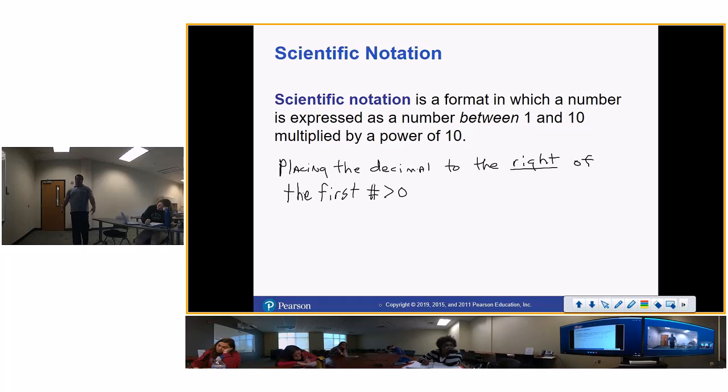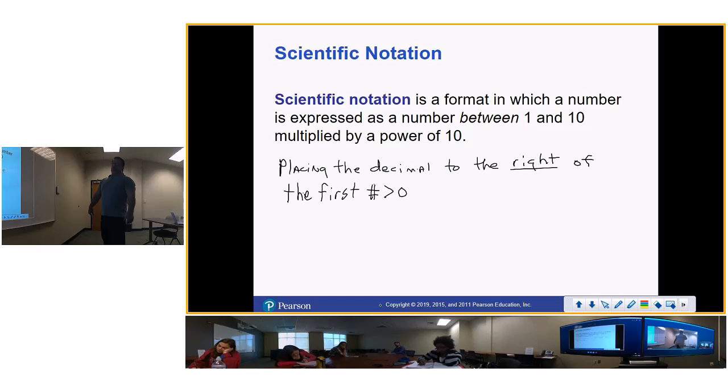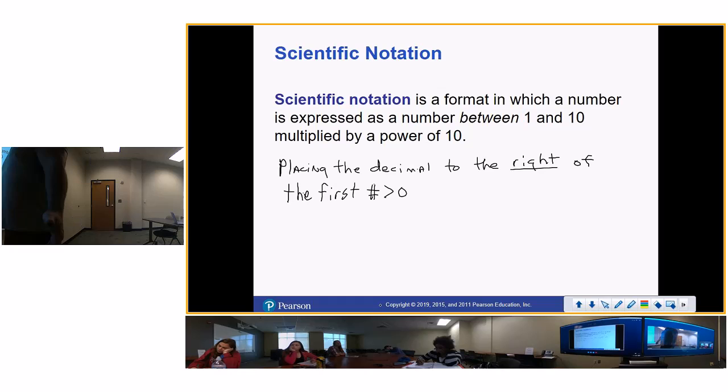A format in which a number is expressed as a number between 1 and 10 multiplied by power of 10. That doesn't make any sense to me. All right, so when I was a student, I just did this. Placing the decimal to the right of the first number greater than 0. How do we read numbers? How do we read sentences? From what? Left to right.